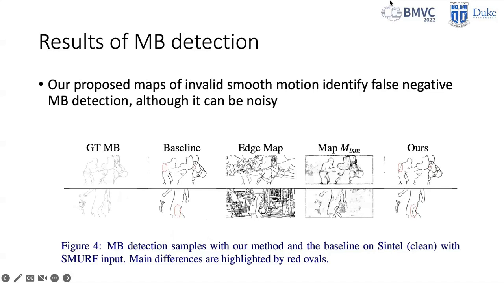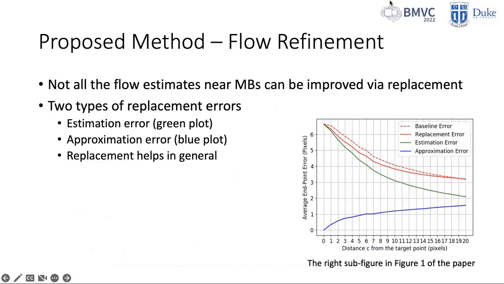This figure visualizes the three binary maps used in our proposed hysteresis thresholding method. In these two examples, our improvements are highlighted by the red circles. These false negative detections by the baseline method are identified by the map of invalid smooth motion on the fourth column, although the map can be noisy. Now, let's move to the second component of the proposed system, that is the flow refinement.